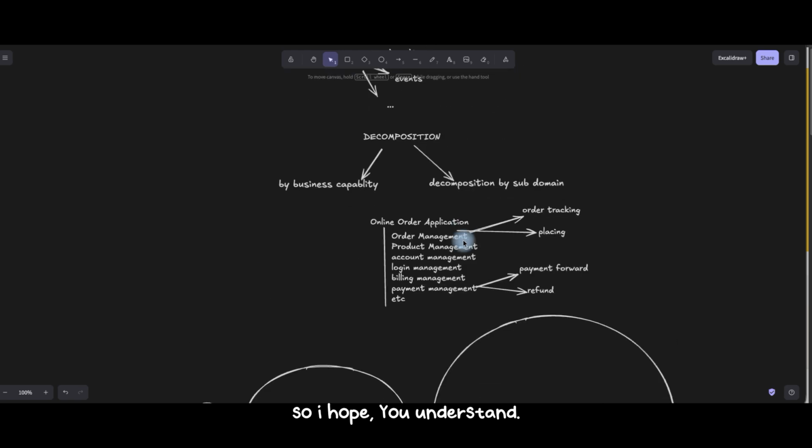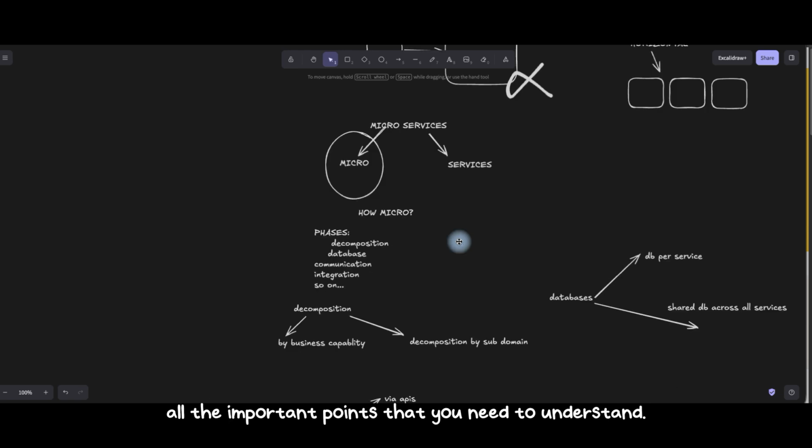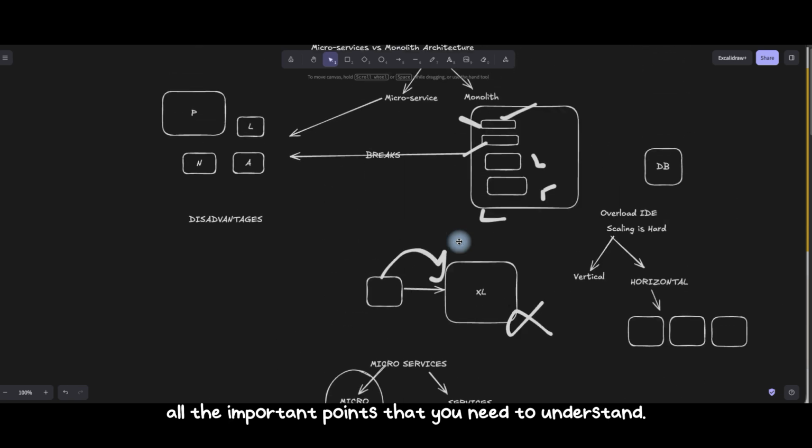So I hope you understand the difference between a microservice and a monolith. Important points that you need to understand.